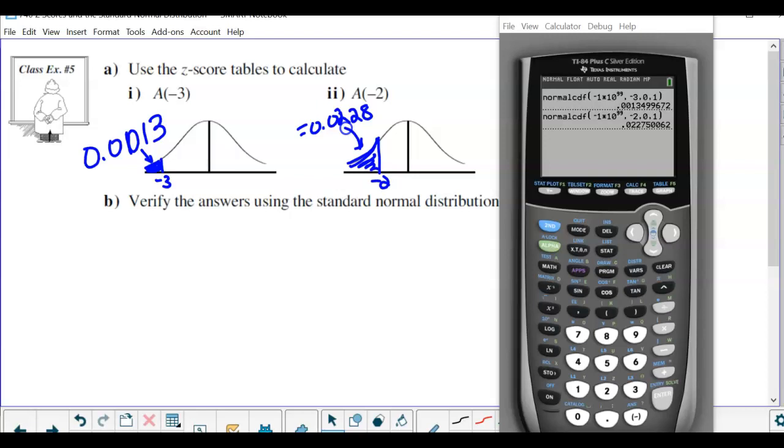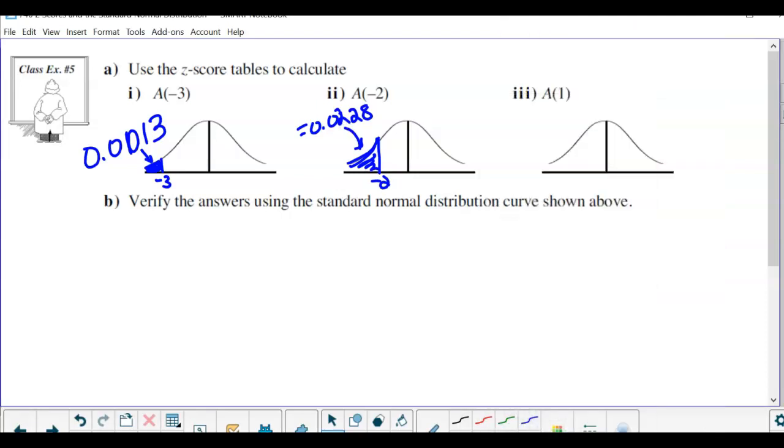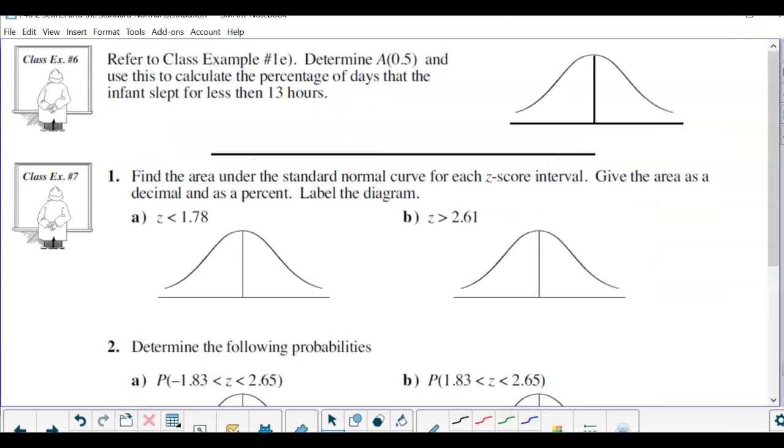Okay, and remember, that's the sum. So in your chart, if you add 0.0013 and 0.0215, you get 0.0228, which is that. So your calculator is doing it for you. You can do the next one on your own. You can do example 6. I want to get to the ones that are areas in between here.